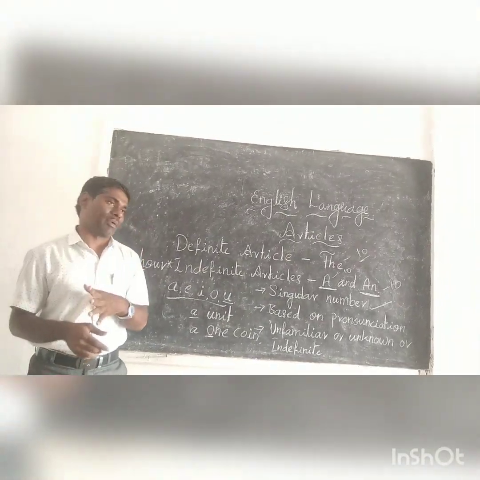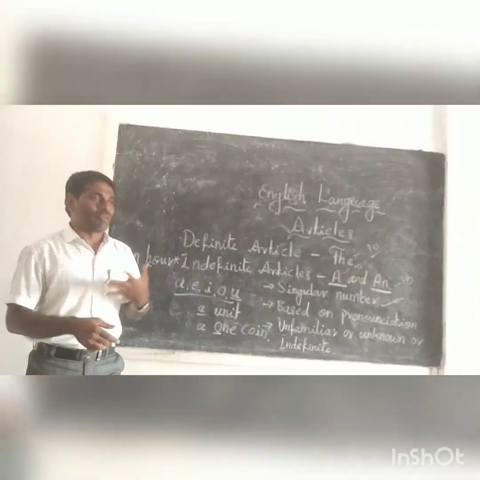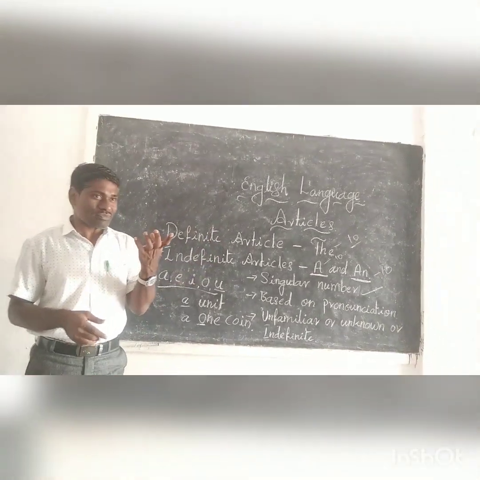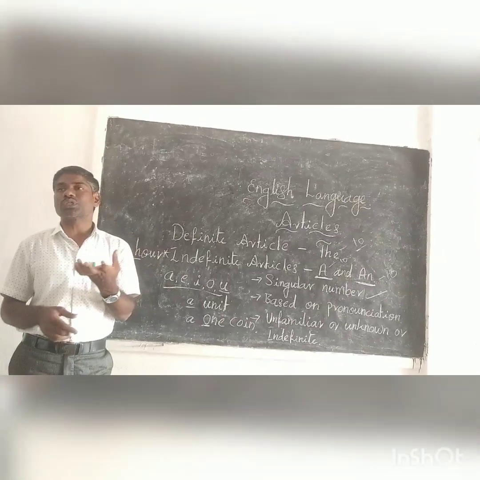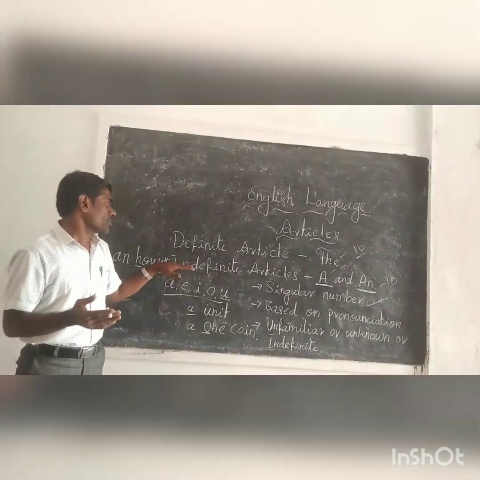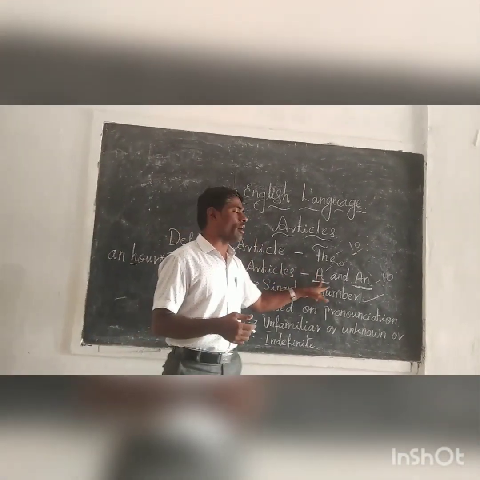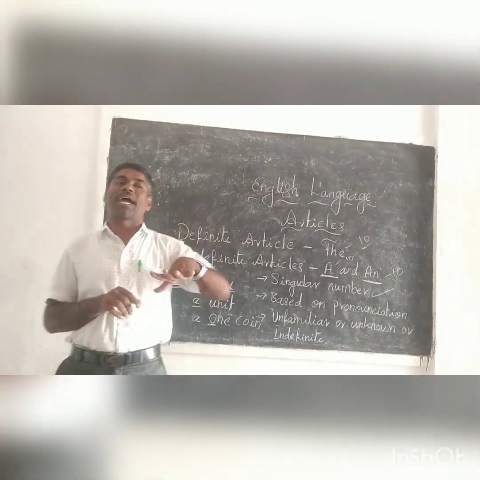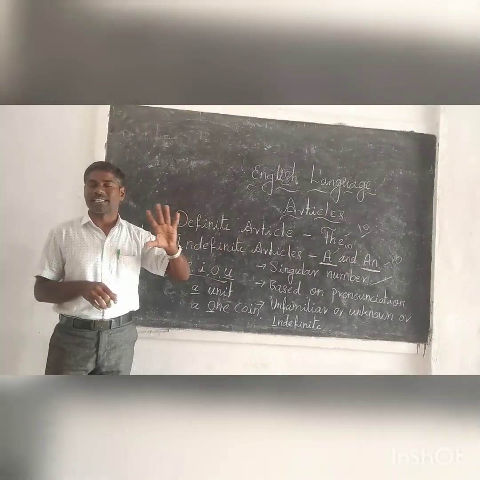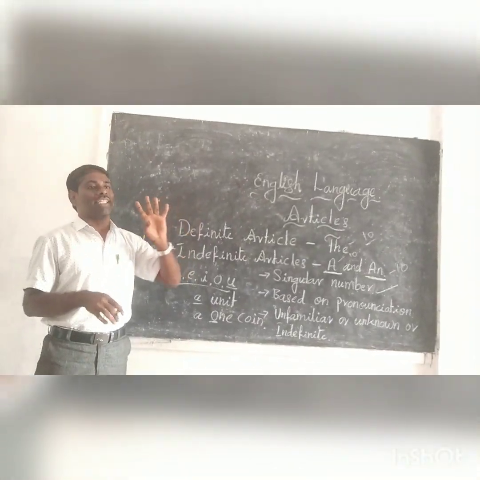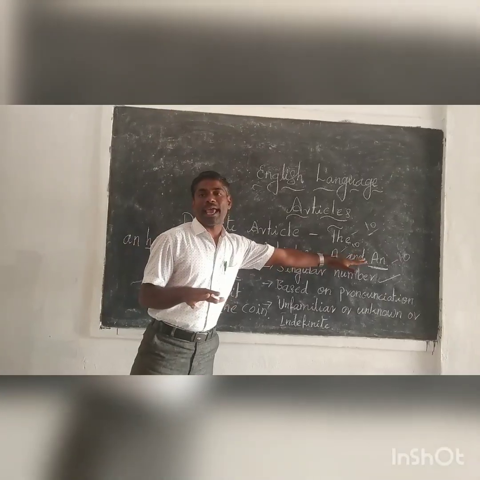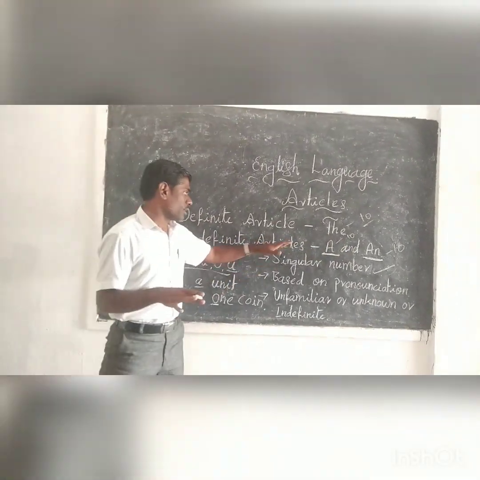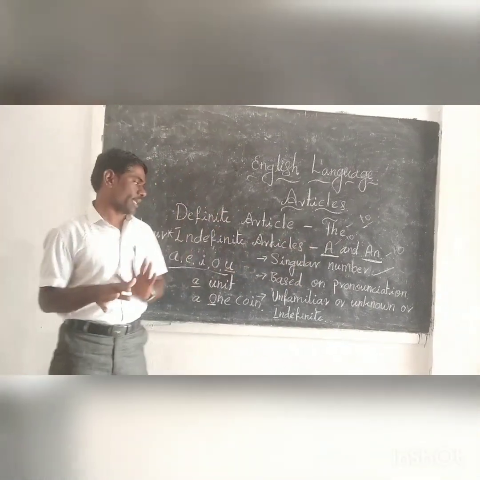Bring an apple. Bring a chair. I want to visit a place. I want to go somewhere. I want to take a book. So those are indefinite things only. We can use either a or an. So that is also how it defines. There is no definiteness. There is no particularity. So for that kind of usage, we can use a or an.